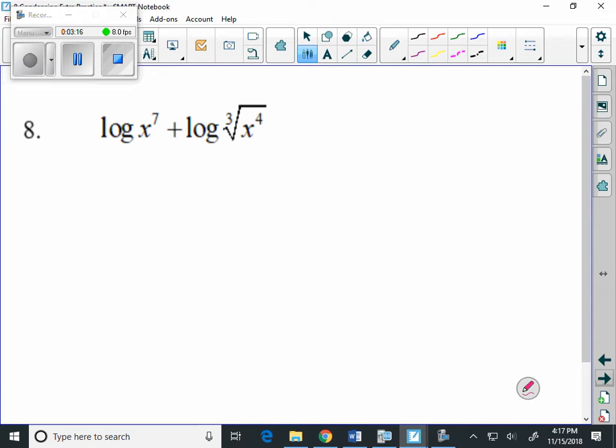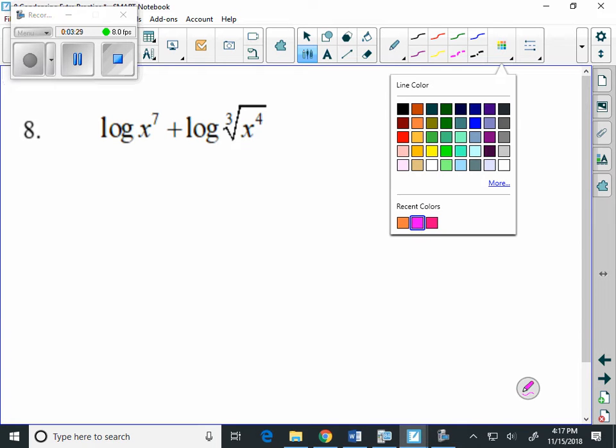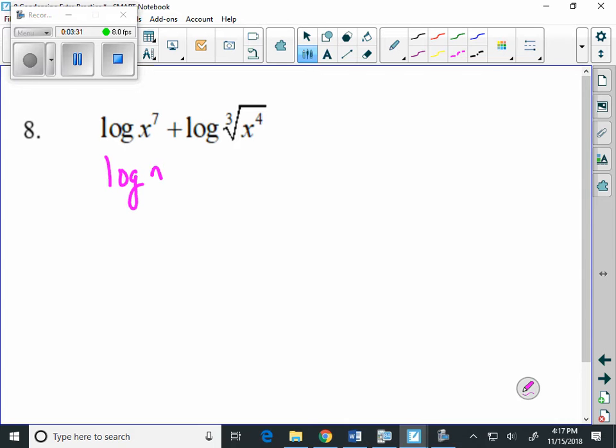Problem number 8. I see the plus in here. But one thing that I might consider dealing with: I'll leave this log of x to the 7th, and let's rewrite the cube root of x to the 4th without a radical symbol. And if we do that, remember that the number in the check mark part of the radical, which is the 3, goes in the bottom of the fraction, and so this is x to the 4/3 power.